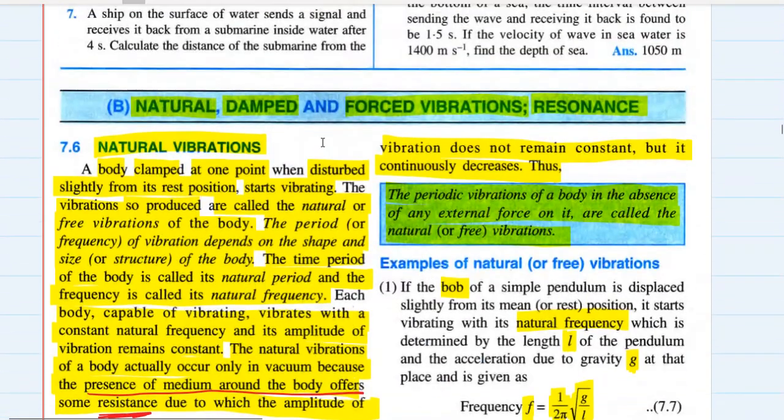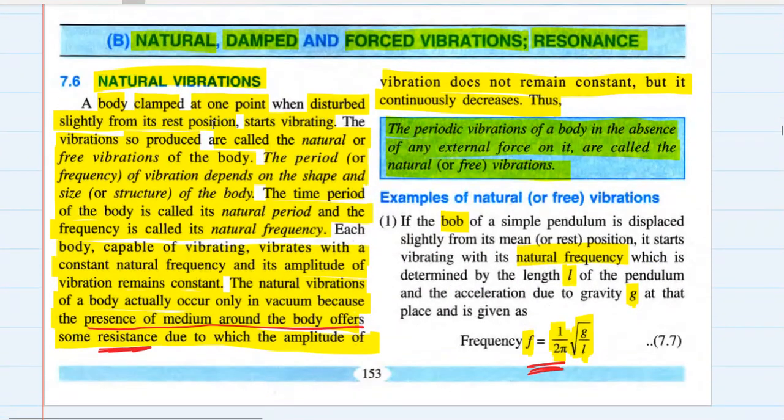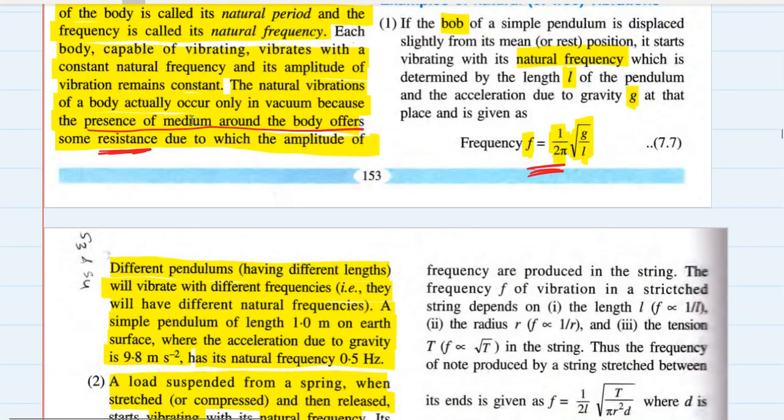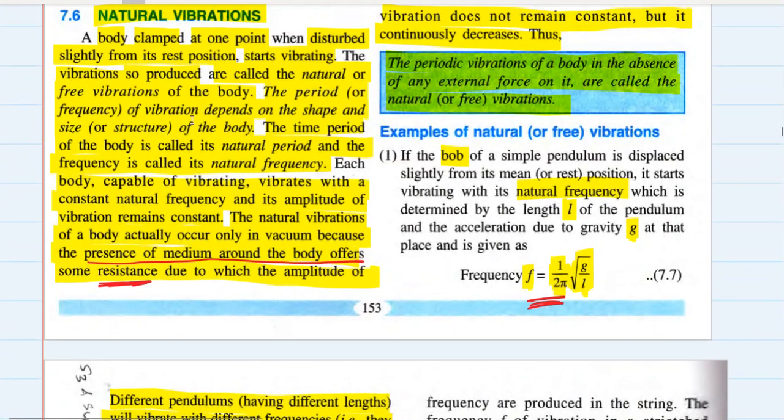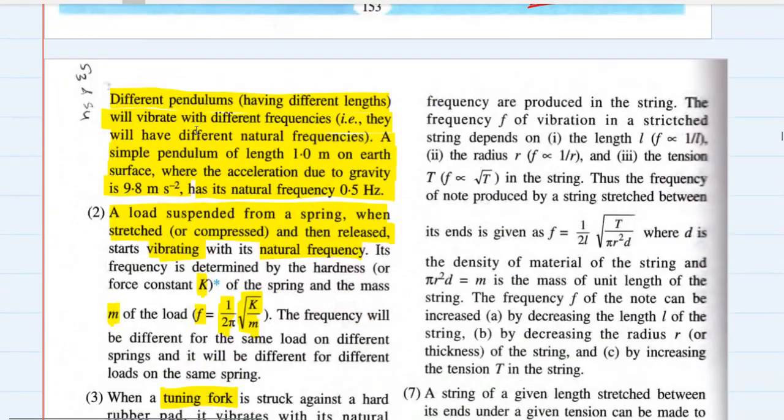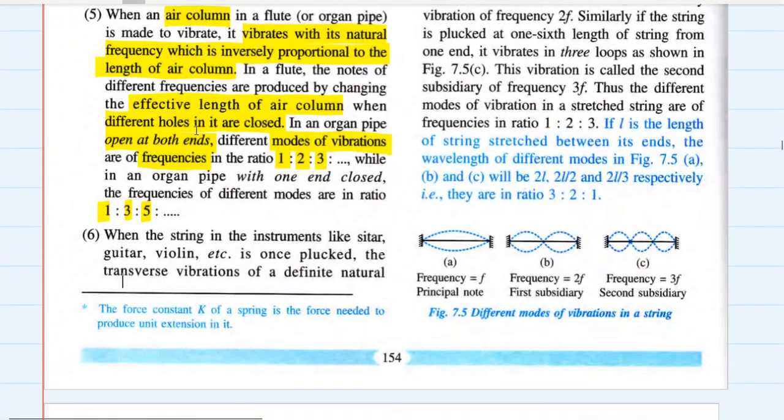So are you seeing where we are still studying the natural vibrations? In natural vibration we assume that the situation is ideal, that is, there is no presence of medium around the vibrating body, or the vibrating body is vibrating in vacuum. There is no resistance offered to the vibrating body, and the body continues to vibrate with its natural frequency and time period and with a constant amplitude. Okay, so that's an assumption.